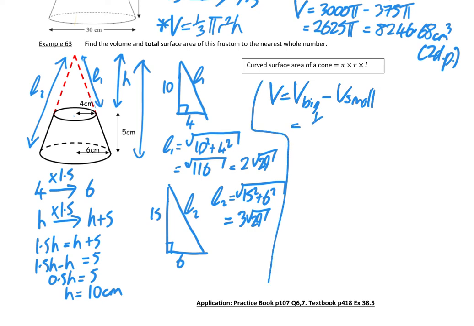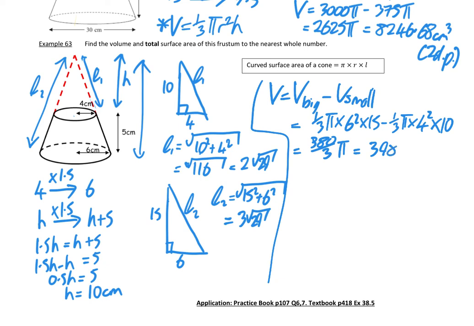So the volume of the big is 1/3 times pi times r squared, and my radius of the big was 6 squared, and my height of the big thing overall was h plus 5, so it's going to be 15, minus 1/3 times pi times my radius of small, which is 4 squared, times my height of the small one, which was 10. I'm going to do that in one go on my calculator and see what I get. Okay, put that into my calculator, and what I got was 380 over 3 pi, and to the nearest whole number that is going to be 398, and that is going to be centimeters cubed to the nearest whole.